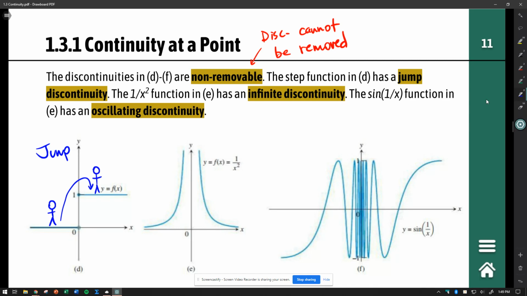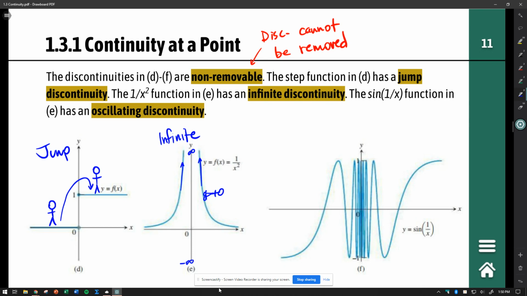In part E, we have what's called an infinite discontinuity, and I think it's pretty self-descriptive. The function undergoes a vertical asymptote, and the function either goes up towards positive infinity or it may go down towards negative infinity on the y-axis. I think this is a good chance for me to draw a little skateboarder here, traveling down. There he is. Woohoo.